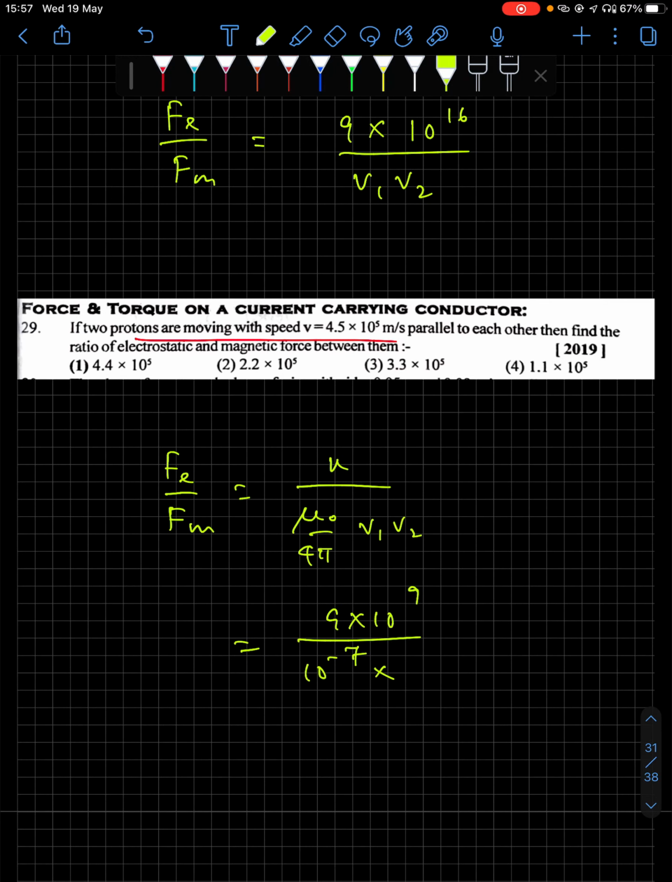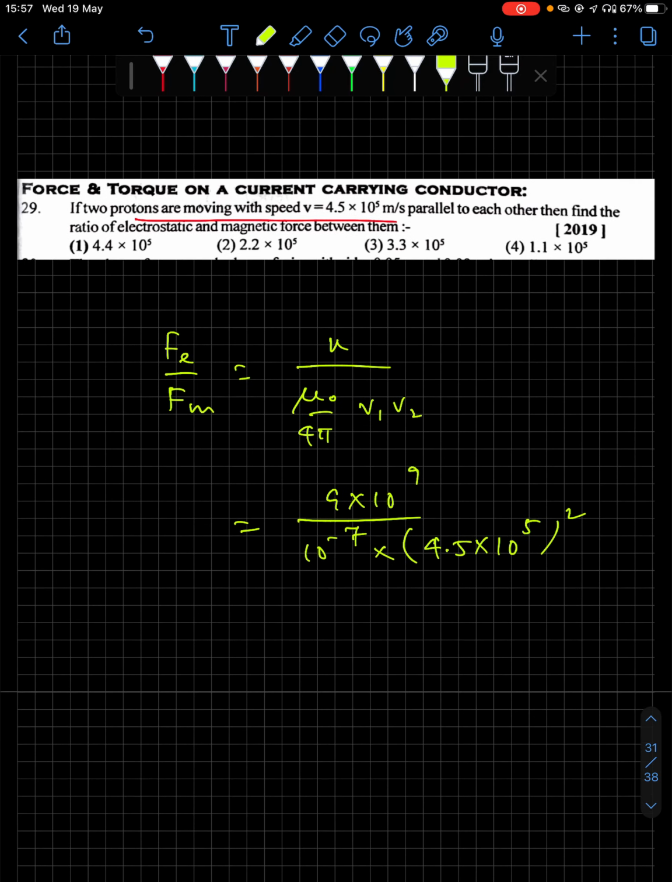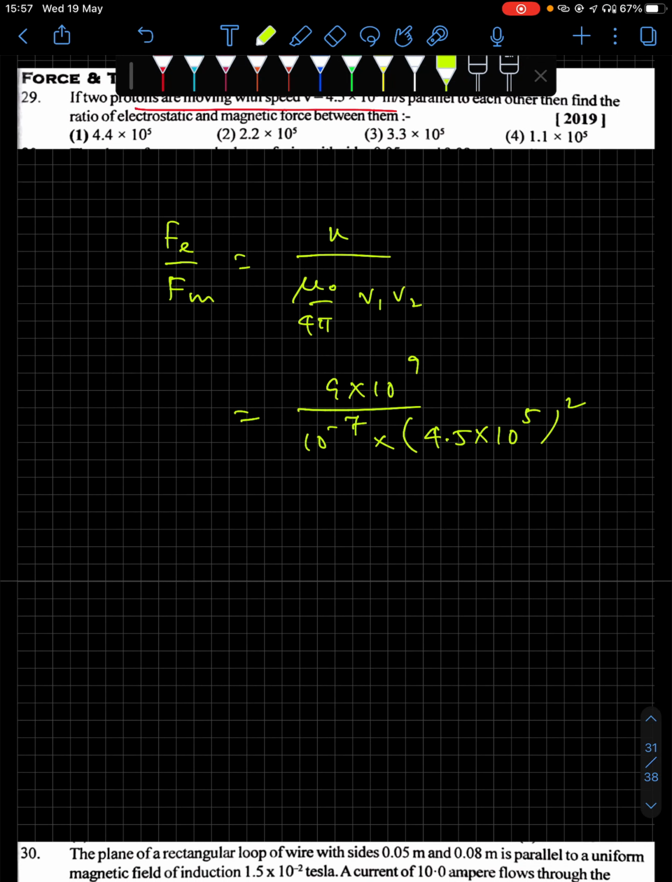V1 and V2 are both the same here, both the charges are moving with the same speed, therefore 4.5 into 10 to the power 5 whole square we can write, right? So on doing the calculation, you will get this as 4.4 into 10 to the power 5. Okay, option number 1 is the answer.